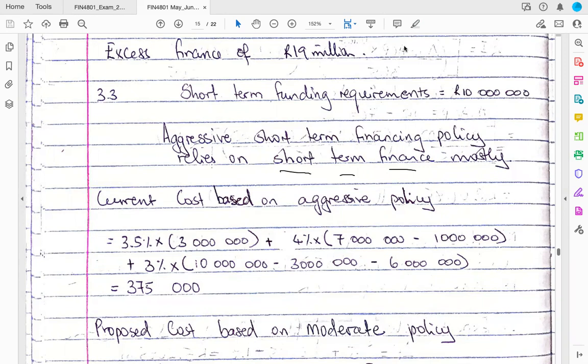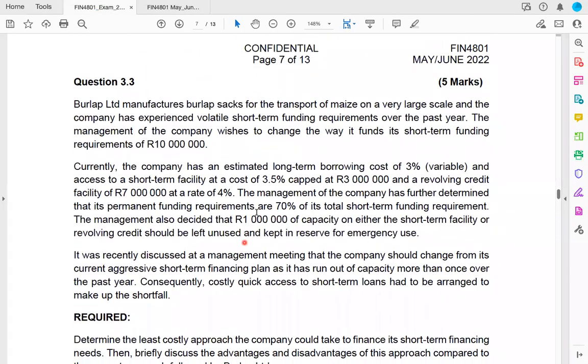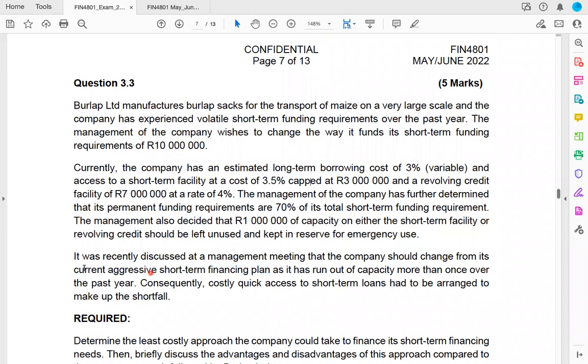In other words, rather than going for long-term loans, you opt for short-term loans to help you finance your operating assets. So based on that, you will opt to use the short-term financing facilities that you have. Currently, we are told this company is employing an aggressive financing strategy. But there's a problem with this approach in that you are relying on short-term finance.